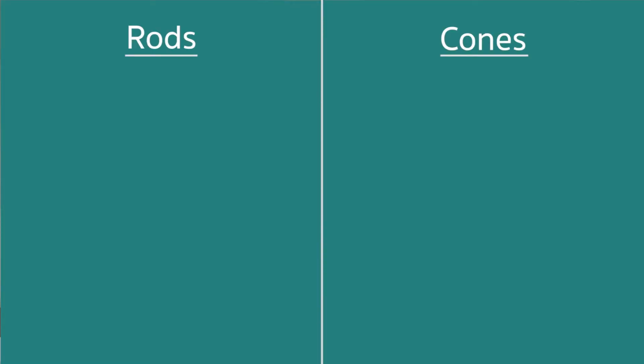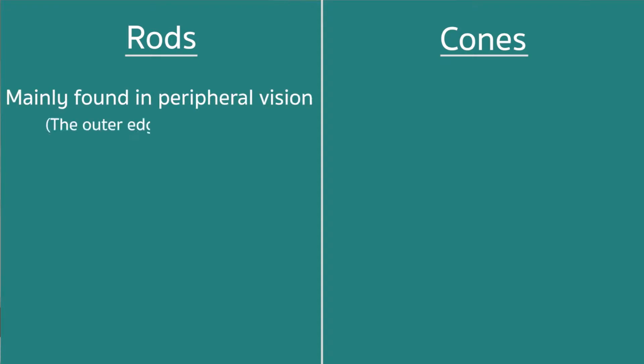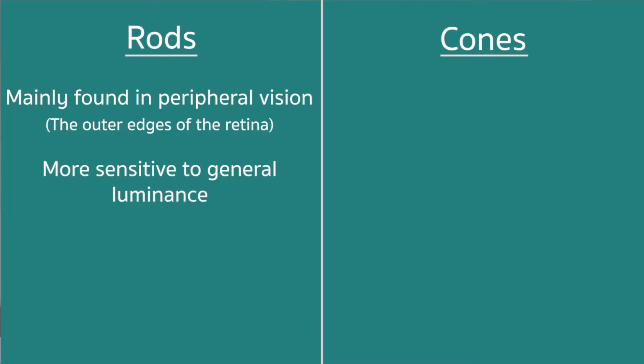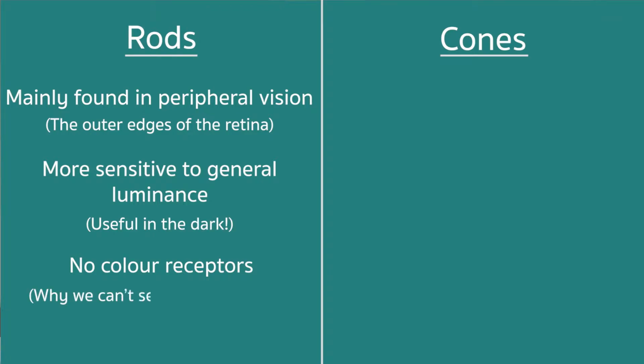Rods are the parts of our vision that are predominantly found in the peripheral vision. They're more sensitive to general luminance or general light and are colorblind, so there are no color receptors on the rods. Because of their sensitivity to general luminance and light, they are more useful in the dark, and the fact that they are colorblind and have no color receptors is the reason that we don't see color in the dark. So that's why when you're in a dark room, you can't distinguish different colors between them unless some light comes into the room.